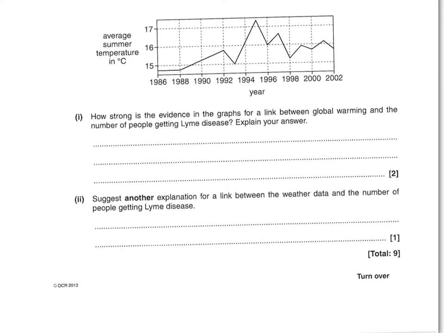Suggest another explanation for a link between the weather data and the number of people getting Lyme disease. So you could say that because it's warmer, more people will go out for walks, or you could say they'll wear less clothes, or you could say the ticks will breed more. So any one of those three will get you that 1 mark.